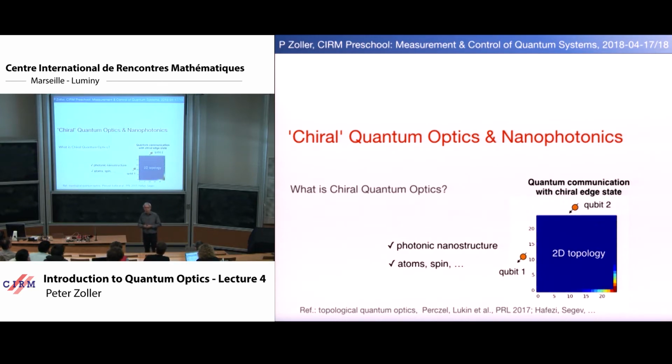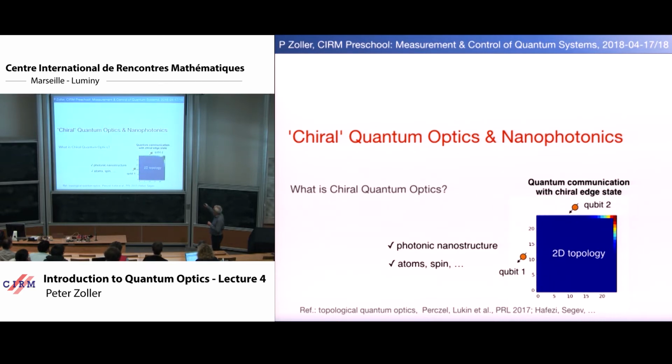Many of you, when they hear the word chiral, think this is somebody talking about nanophotonics and topology and all of that. And this is what I try to illustrate over here. There are many groups out there that do fantastic experiments where you make photonic nanostructures that exhibit topology, and then you get these edge modes.